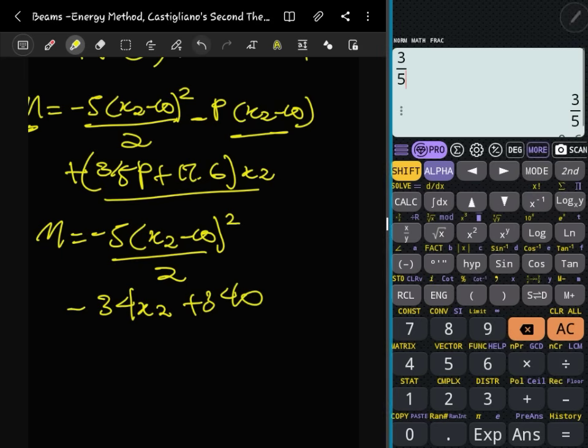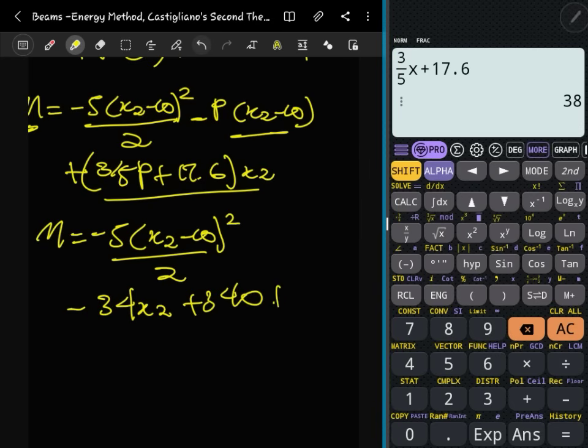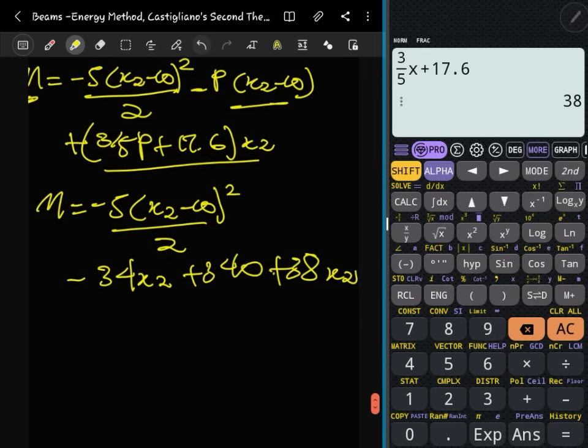that's 3 on 5, right, x, sorry for that, plus 17.6, right? So solve, and x is 34, and that gives us 38, right, for this whole thing. So we get plus 38 x2. And now we have this, we move on.